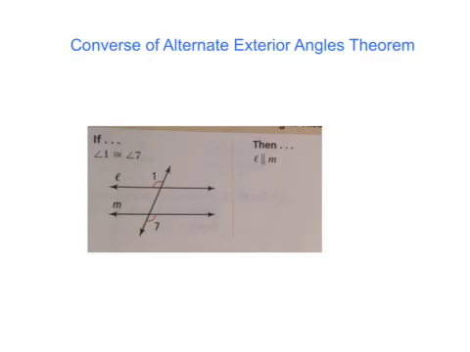The next theorem we're going to talk about is the converse of the alternate exterior angles theorem. Remember we said that alternate exterior angles are on the exterior and on opposite sides of the transversal. So if two lines and a transversal form alternate exterior angles that are congruent, then the two lines are parallel. So we know that these two angles are congruent. We have two lines and a transversal, so line L must be parallel to line M.